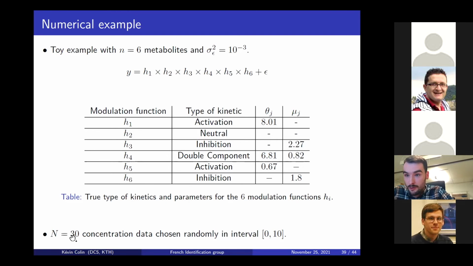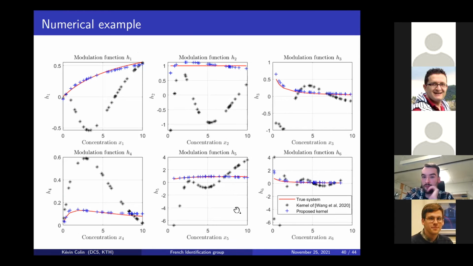And here you have the number of data we have generated. So here we considered 30 concentration data chosen randomly in this interval. So 30 data seems to be kind of a lot of data, and this interval seems to be kind of big. But remember that we are considering data in a 6-dimensional space. So in the end, this data set is not really great for the modeling. That is why here we are going to consider a GP regression with the new kernel design.